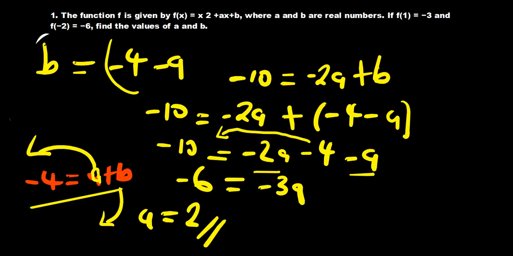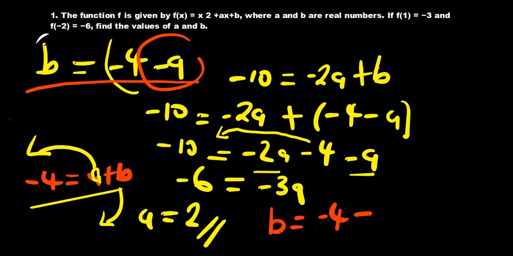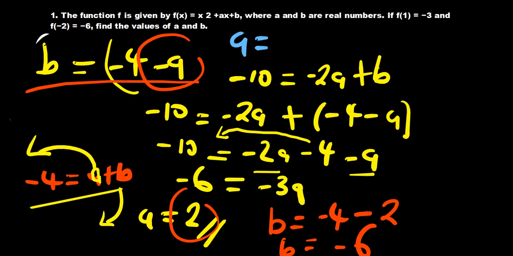Now let's use a different color to find our b. We had an expression, b is equal to negative 4 minus a. So b is equal to negative 4 minus our a, which we found to be 2. So our b is equal to negative 4 minus 2, that is negative 6. Hence, our solution in this case will be a is equal to 2 and b is equal to negative 6. Okay, let's proceed to the next question.